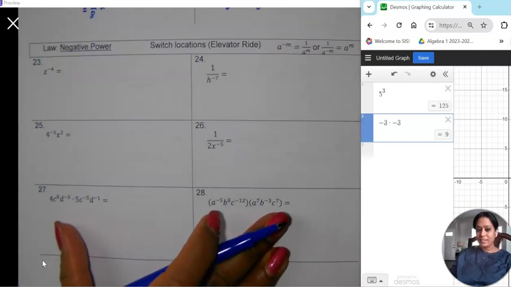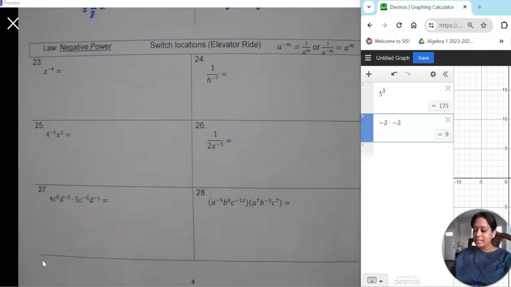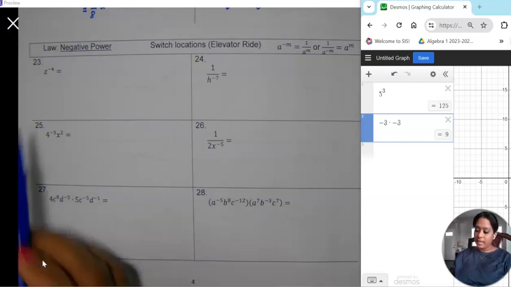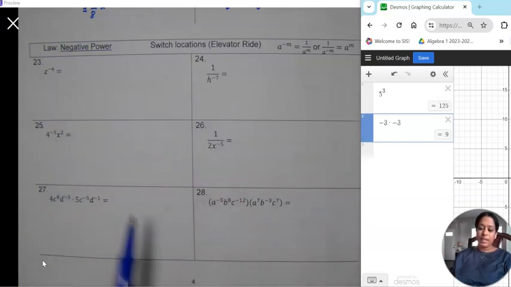These ones can get a little tricky, so just see how I keep everything organized so I can simplify it. Usually when we see a negative exponent, we don't keep the negative. We're going to move the position. If the negative is in the top, we move it to the bottom. If the negative is in the bottom, we move it to the top, and so on.